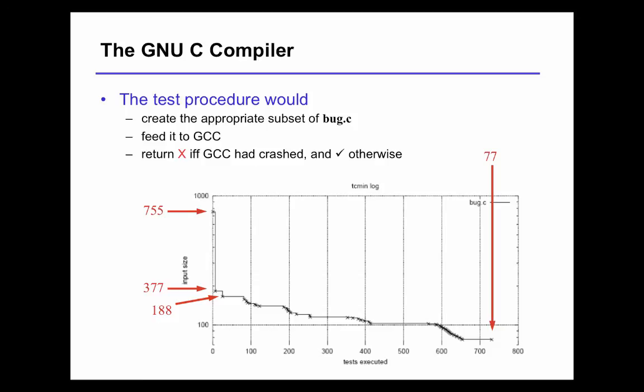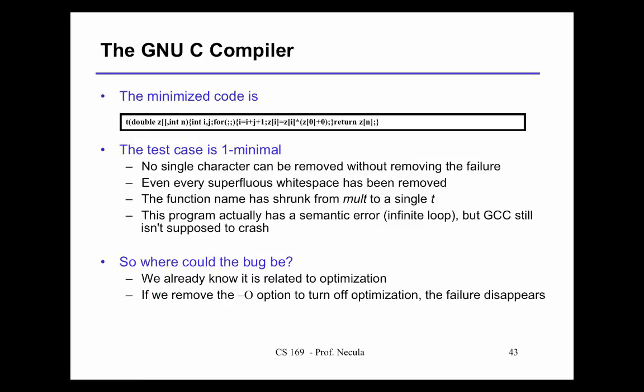And then here it starts to make progress almost with every run. And then it ends up with a program, I forgot how big that is, but we can see it here. This is what it produces. So this is a minimal case. Every character you take out, it doesn't crash anymore. Notice how the function name from mod has been reduced to t. That's enough to reproduce the bug.